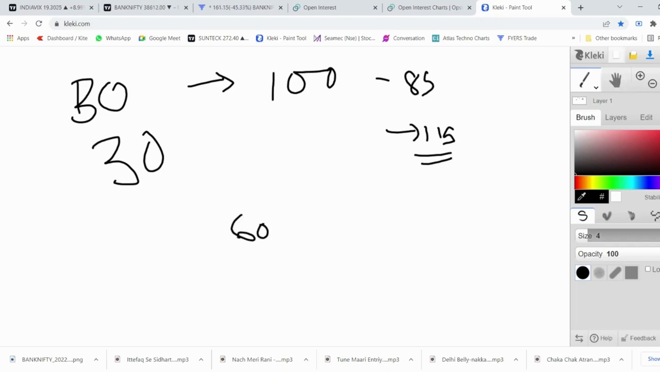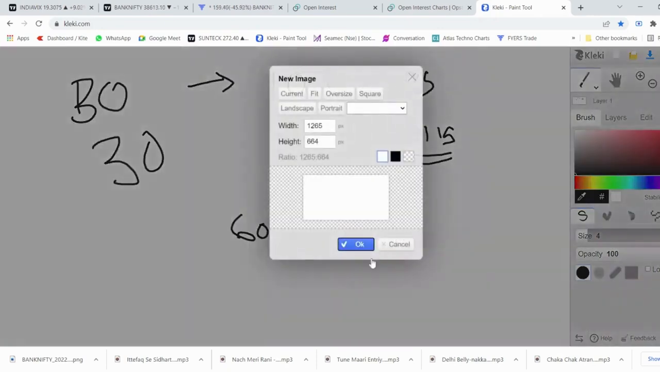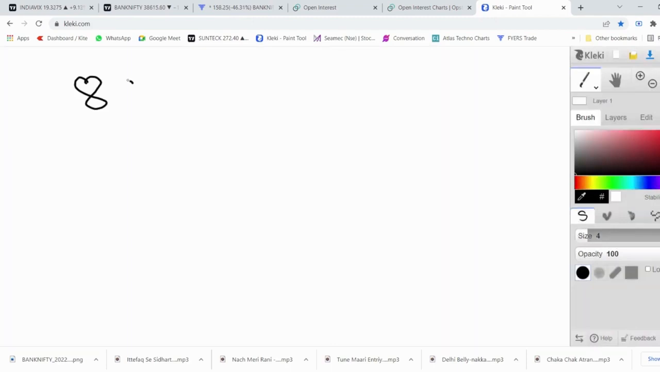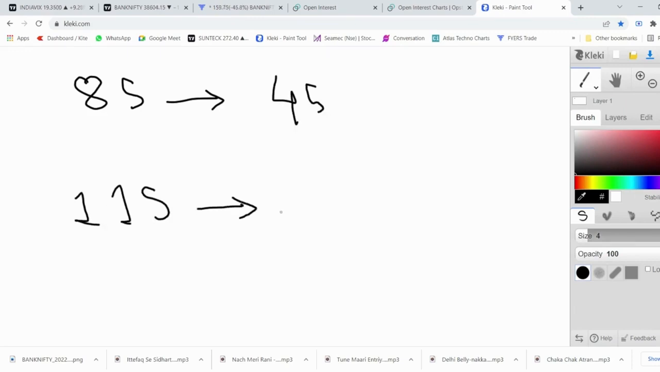Now today, Bank Nifty opened gap down around 400 points. In that case, my call option that I was trading at 85 opened directly at 45. But the put option that was trading at 115 rupees directly opened at 200 rupees. So in that case, I faced around 60 points loss. That is how I was able to manage to get out cost to cost.